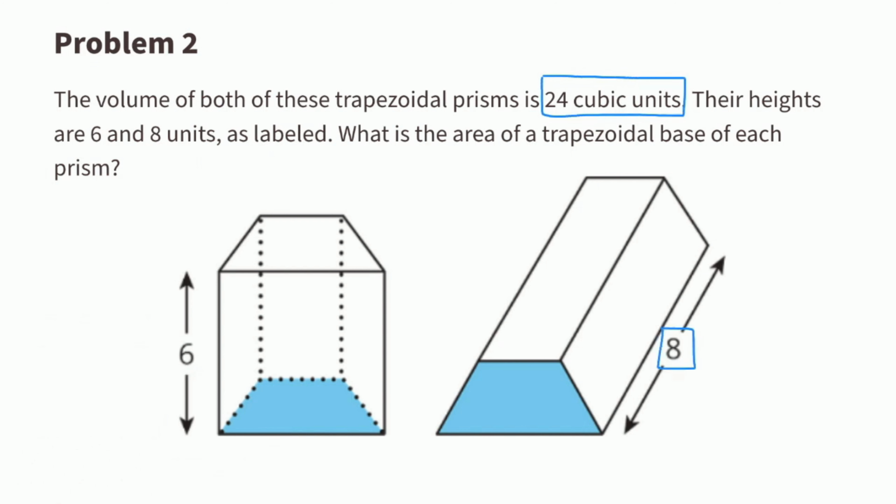The height of the prism on the right is 8 units. So we can do 24 divided by 8, which is 3. So the area of the trapezoid base for this prism is 3 square units.